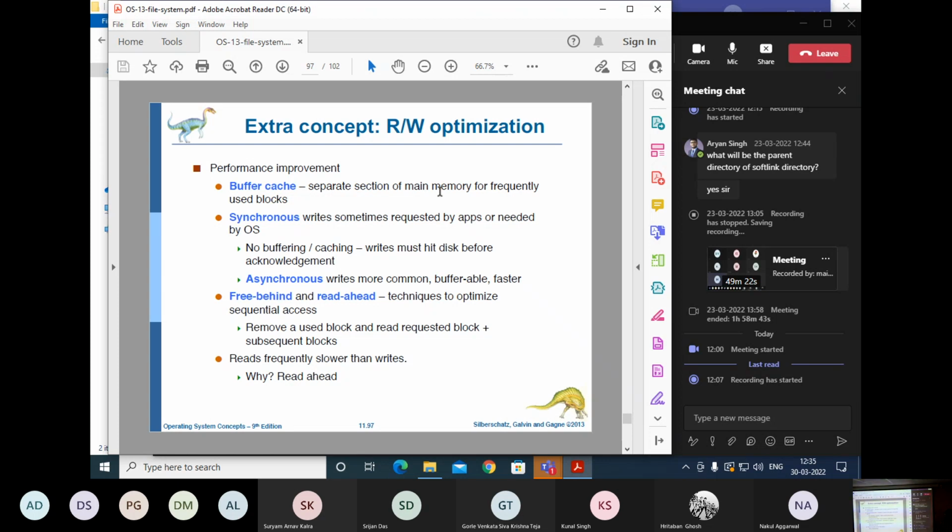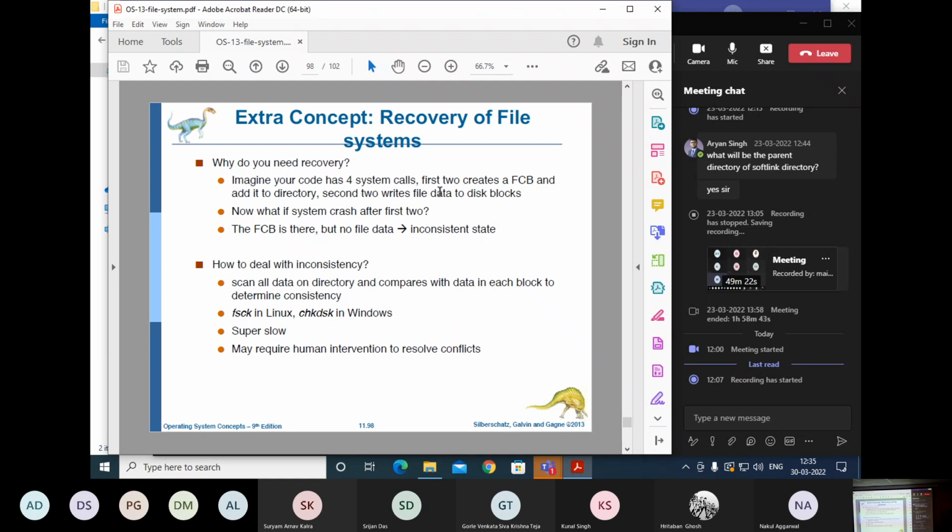The second concept is recovery. Your file system failed. Your links got corrupted. Your block died. Your hard disk is 15 years old. It doesn't work anymore. You need to recover. There has to be some way to recover. What is the way to recover a file system? How do you recover a file system?